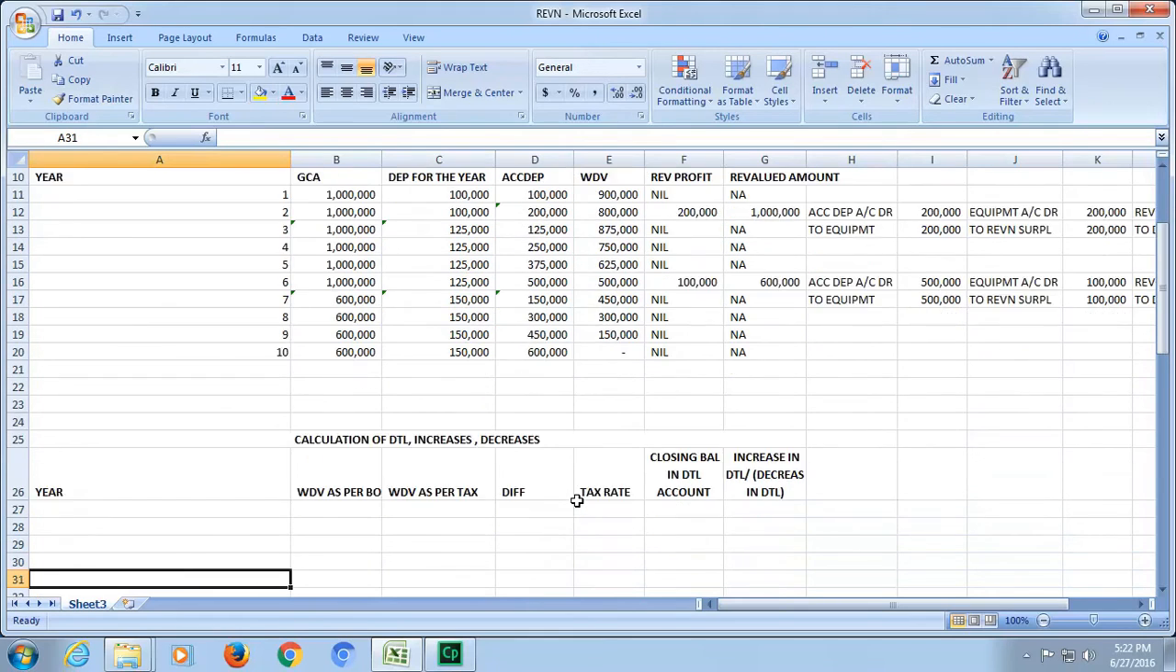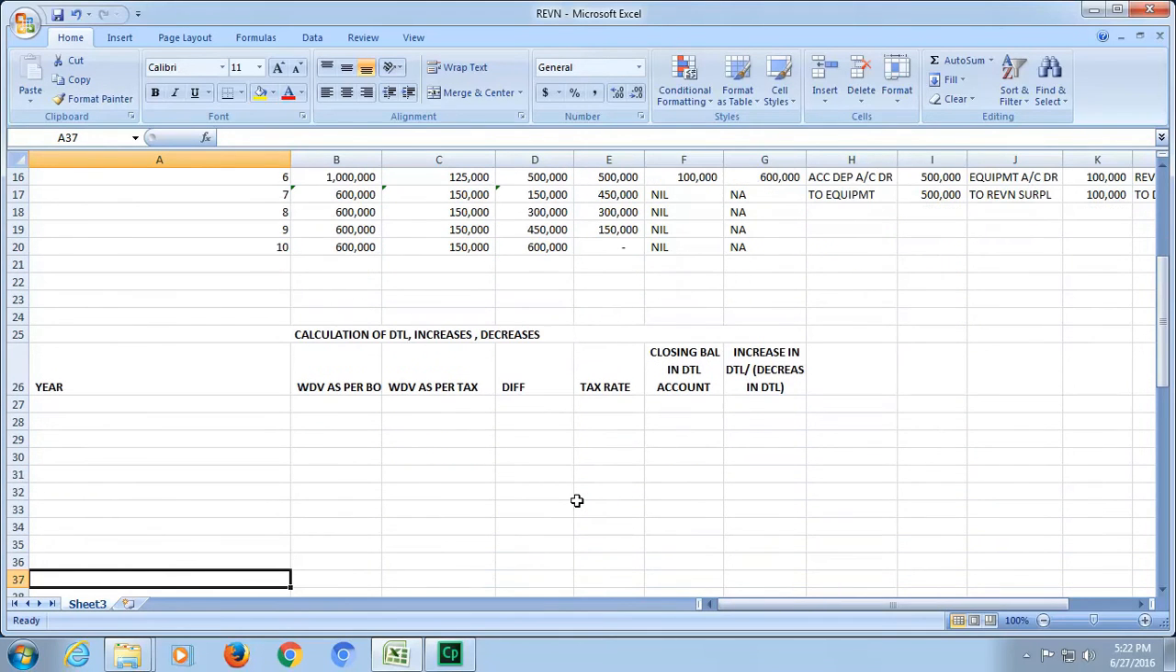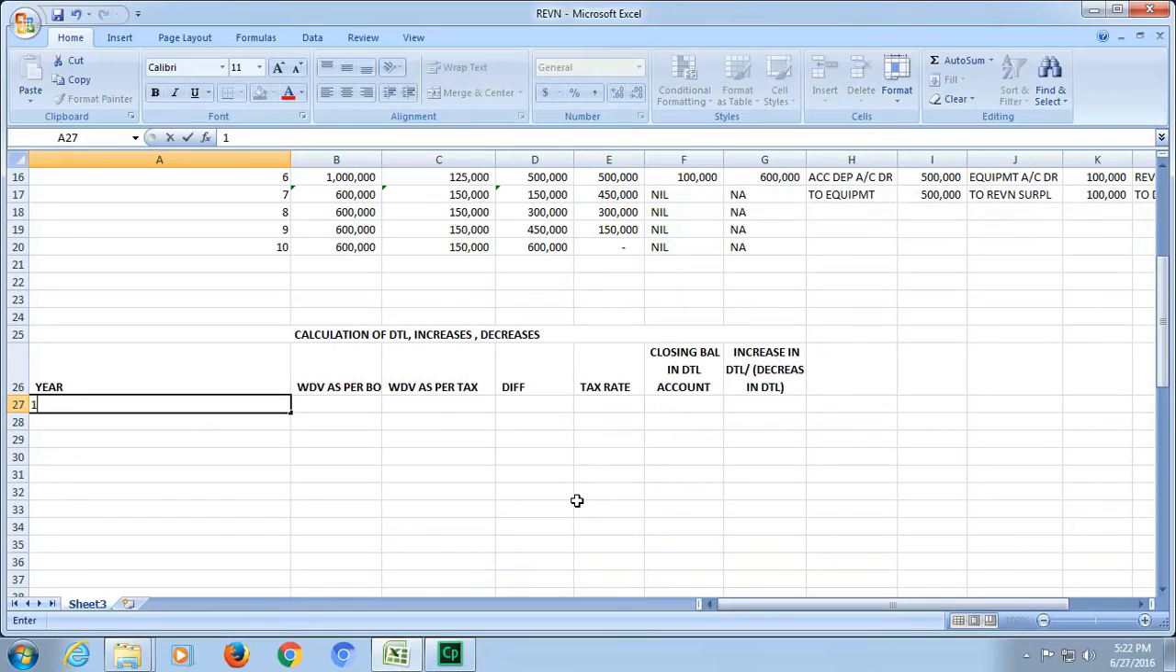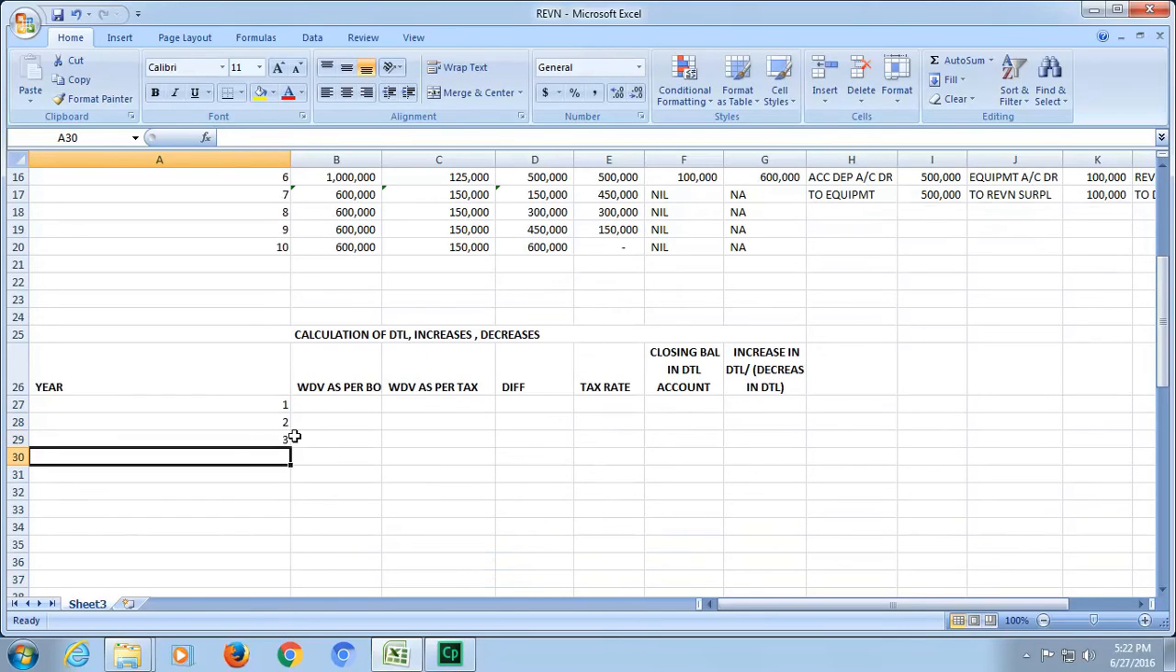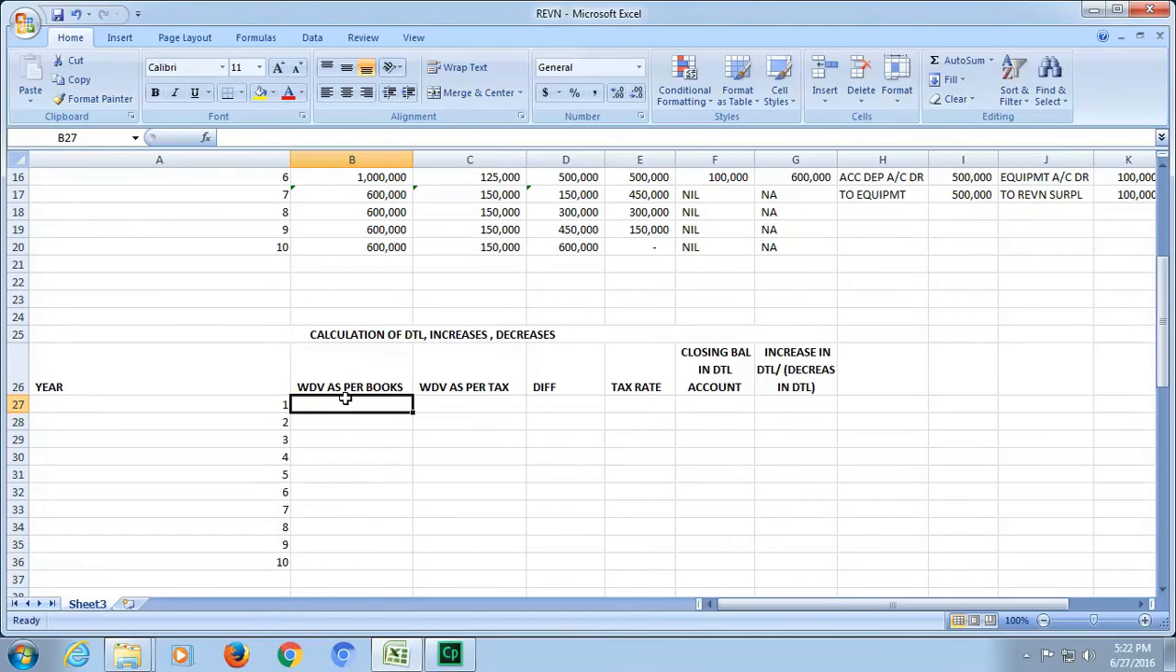Now let us come to the statement showing calculation of deferred tax liability increase or decreases. Year again I'll take 1, 2, 3, I'll fill it up. Now WDV as per books, first year it was 9 lakh rupees, but second year it was increased to 10 lakh rupees because of revaluation. What I'll do is I'll give you a simple calculation. Actually the WDV was 8 lakh rupees, then we added 2 lakh rupees of revaluation profit, because of which it became 10 lakh rupees.